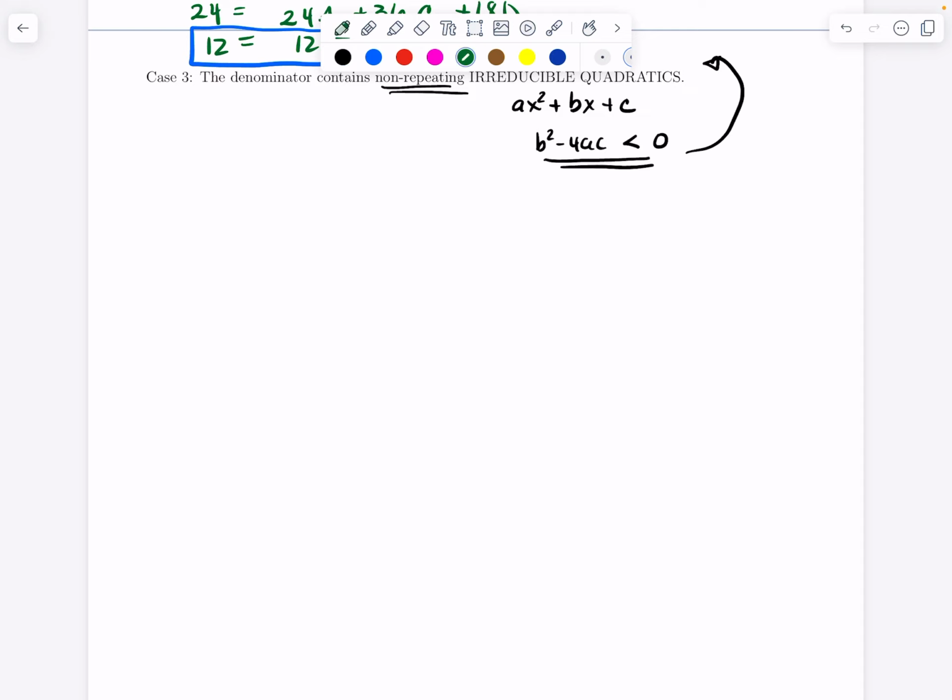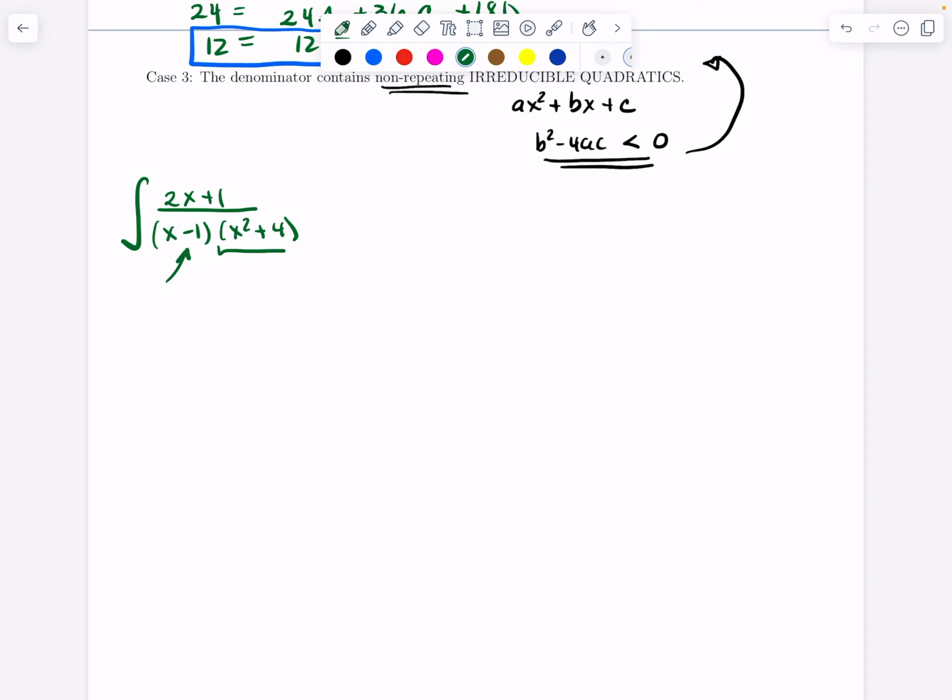So let's actually do the whole thing where we decompose it and integrate it. So perhaps we are looking at the case where we have 2x plus 1 over x minus 1 and then x squared plus 4. That is a linear factor. We know what to do with this.